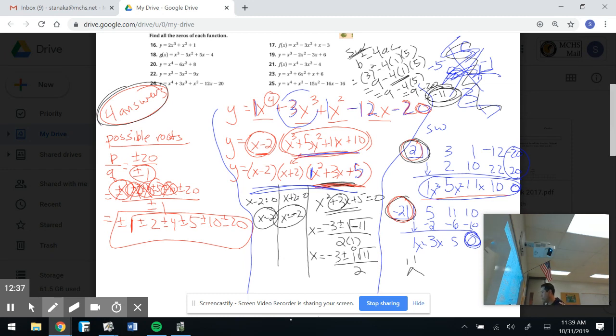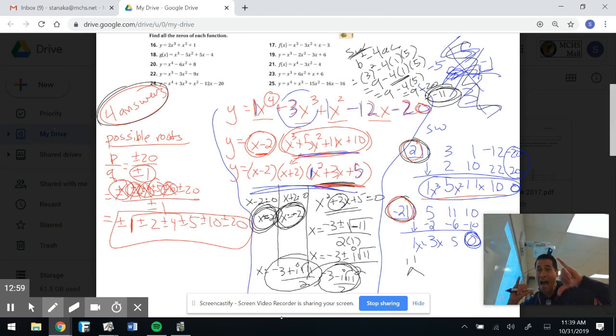So one answer is 2, right? 2 was the first answer. -2 was the second answer. The third answer is -3 plus i square root 11 over 2. And the last answer is -3 minus i square root of 11 over 2. There you go: 1, 2, 3, 4. Problem over. Aloha. Do your homework. Do your Math Excel.